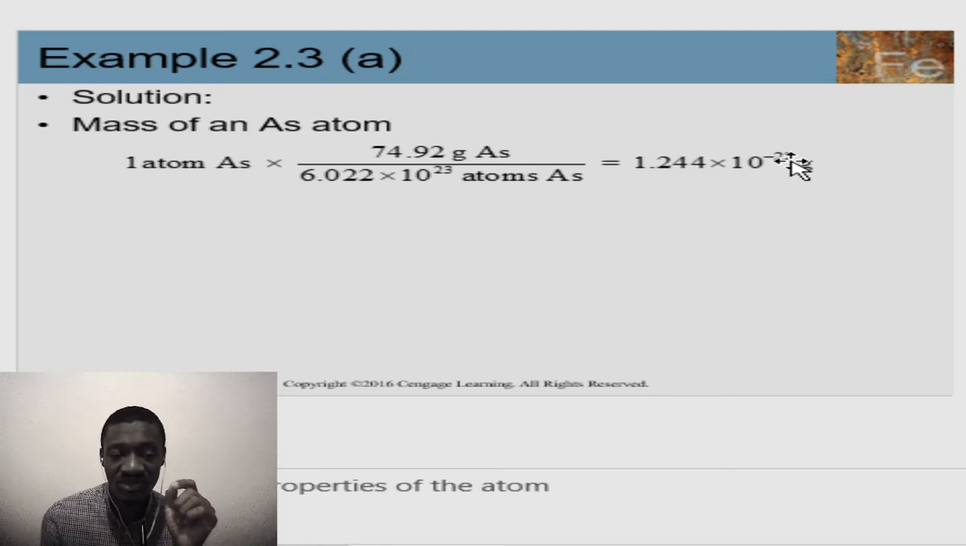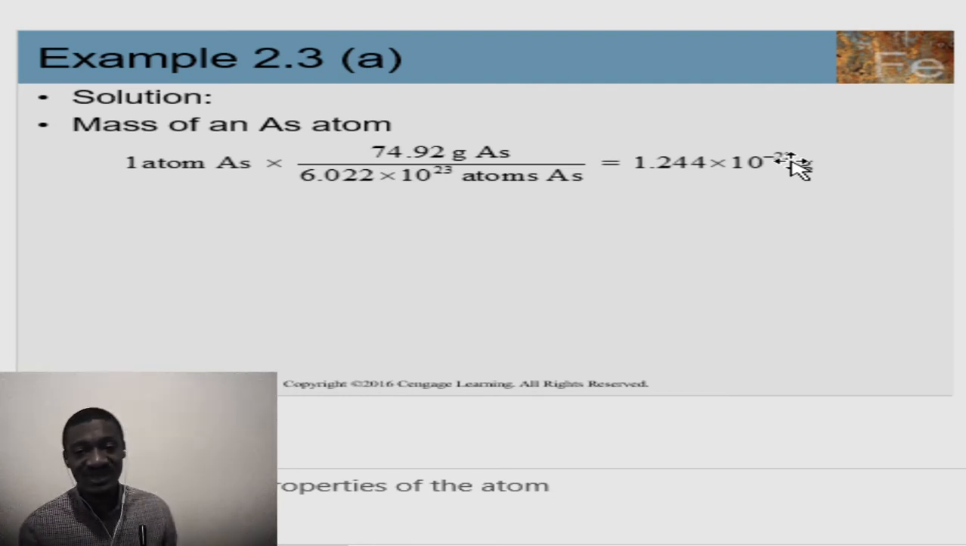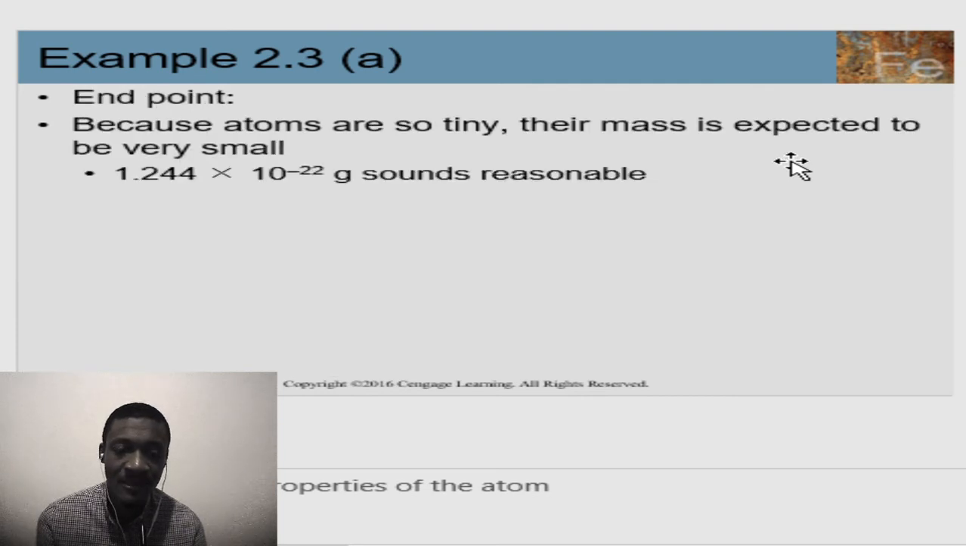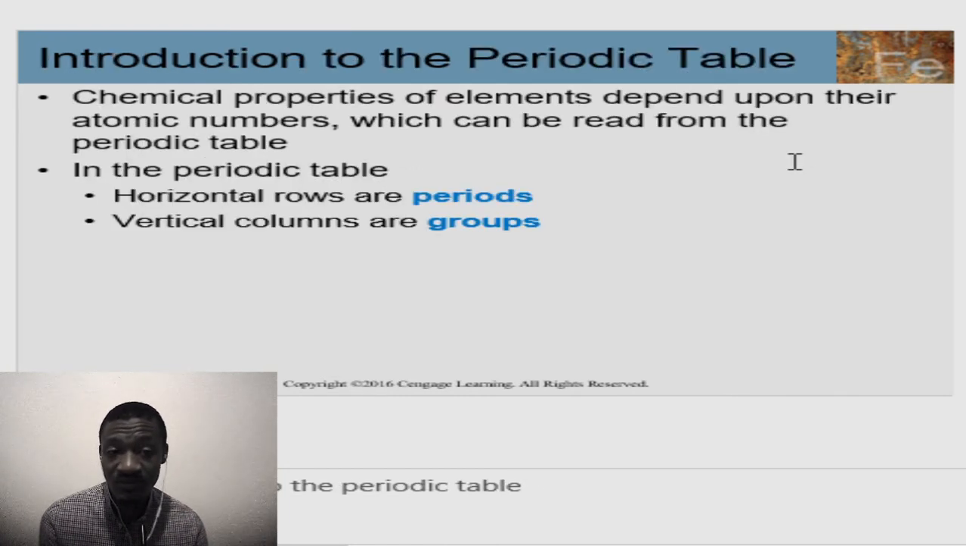So the weight of a single atom of arsenic is 1.244 times 10 to the power of negative 22, which is very, very small. You can't actually weigh that with any scale that we know of, except special scales. Because atoms are so tiny, their masses are expected to be very small. So this sounds very reasonable.